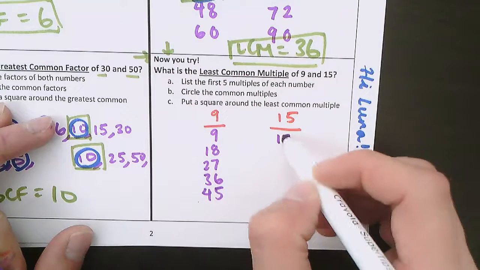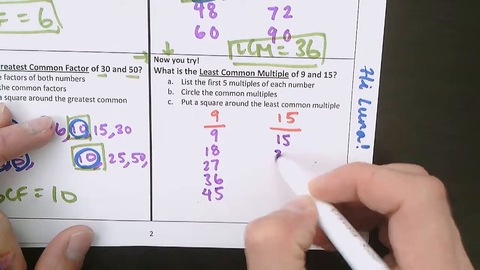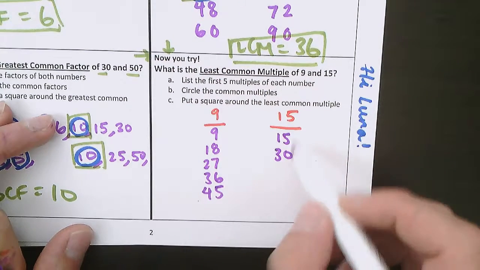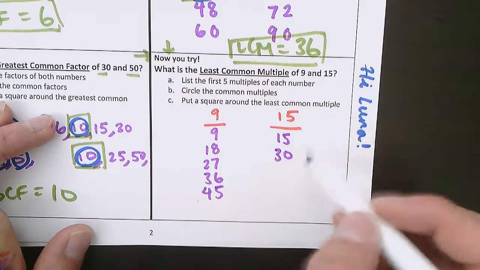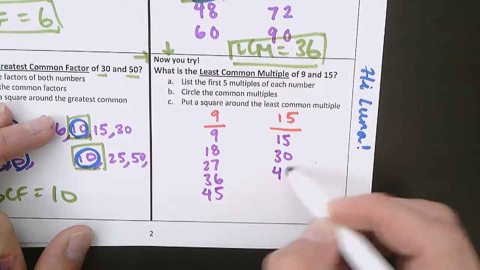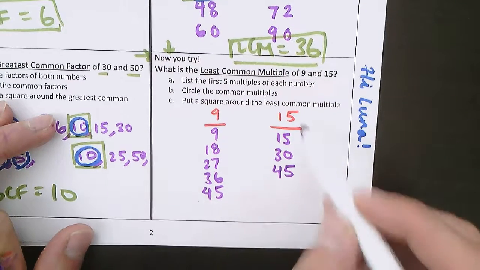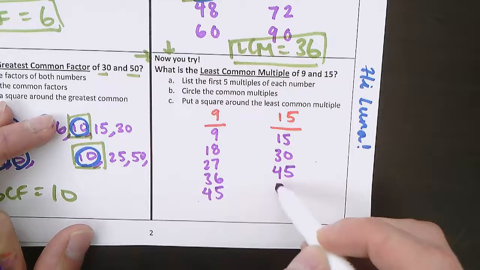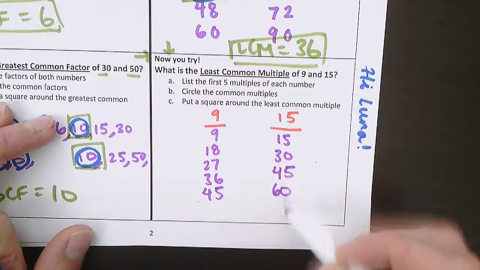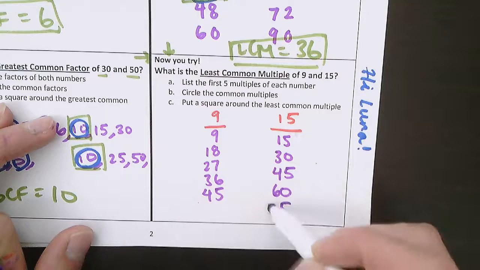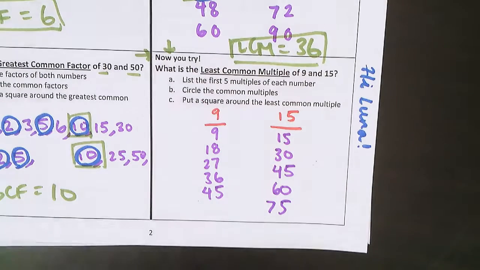Let's check out 15. 15 times 1 is 15. 15 times 2 is 30. 15 times 3 is 45. 15 times 4 is 60. Right? Or you can just add 15 each time. 60 plus 15 is 75. Those are the first 5 multiples of 15.